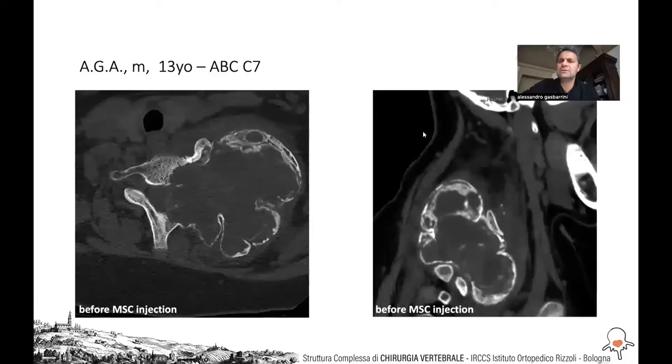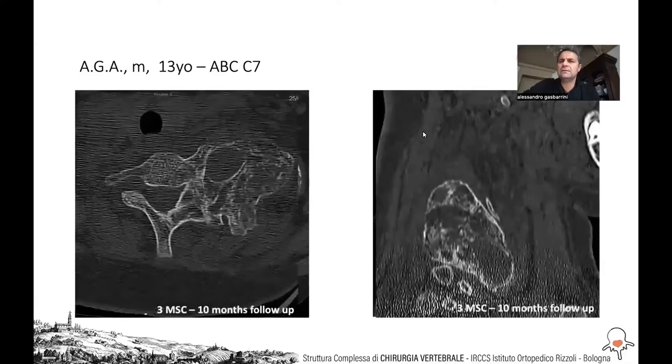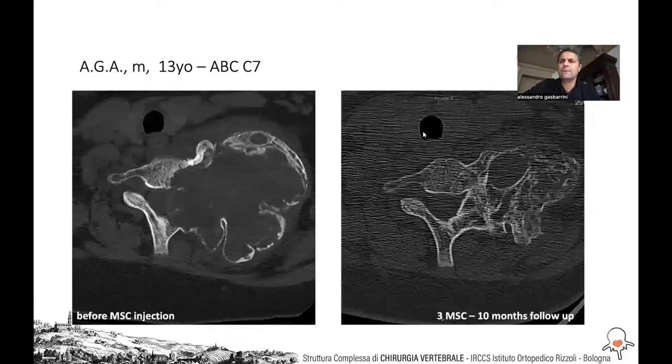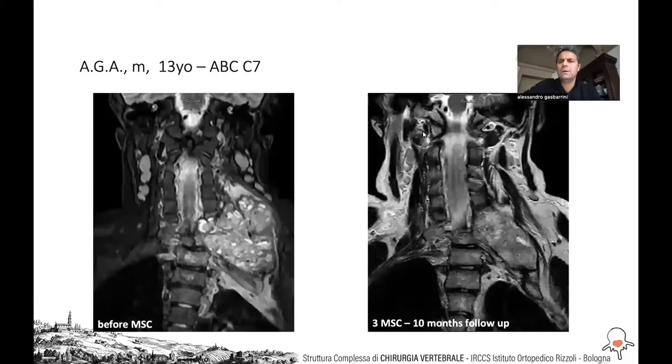After 3 injections, the ABC resulted fully ossified. You can see the difference between before mesenchymal stem cells injection, autologous injection, and after that. Also, the MRI shows an impressive change after the injection cycle.